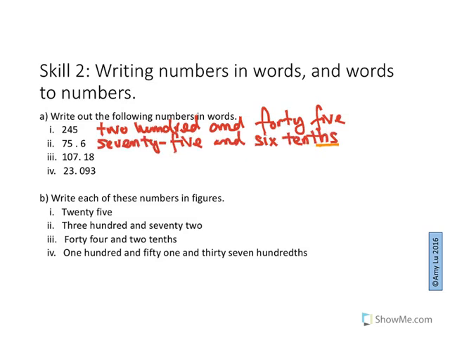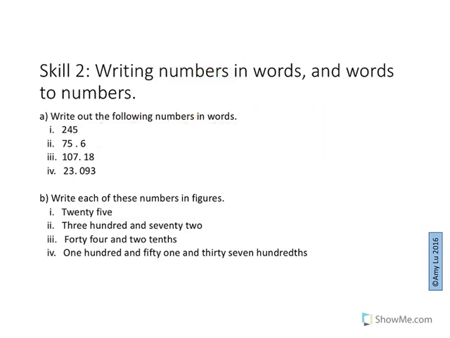Now, why don't you go ahead and pause the video at this time and try to do the rest. When you're ready, push play. In C, you would write 107 and 18 hundredths. In the next number, you would say 23 and 93 thousandths. And the reason we say 93 thousandths is because we see the number 93 and it's out of the thousandths place.